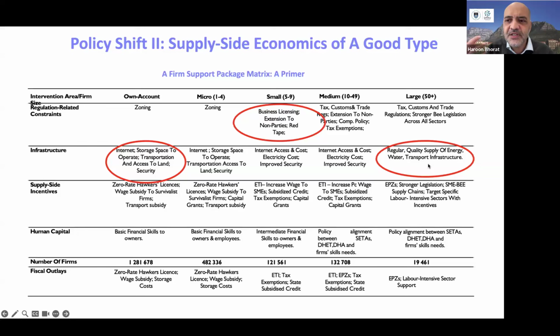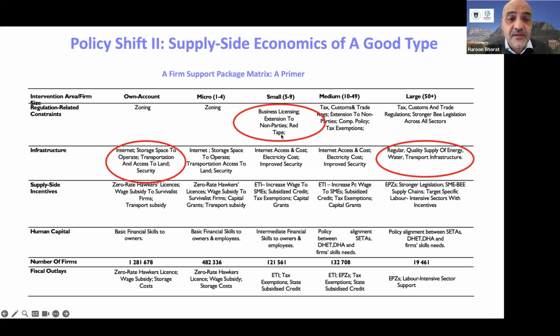Those are their proper constraints. And yes, they are very real. But for an own-account worker, an informal sector operator, their infrastructure need requires a little bit of a mindset shift. They can't afford internet, as we discussed earlier. They have no storage space to operate, so they don't know where to put their goods at the end of a day, because the local government, like the City of Cape Town or the City of Joburg, doesn't provide it to them. So their infrastructure needs are very, very different to a large firm.